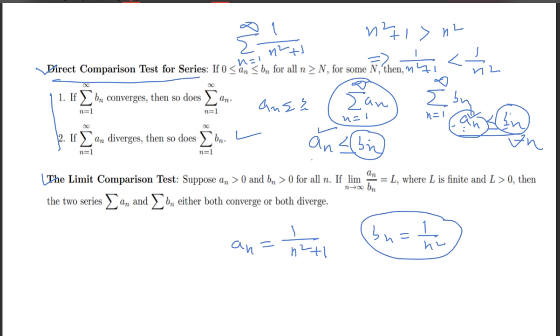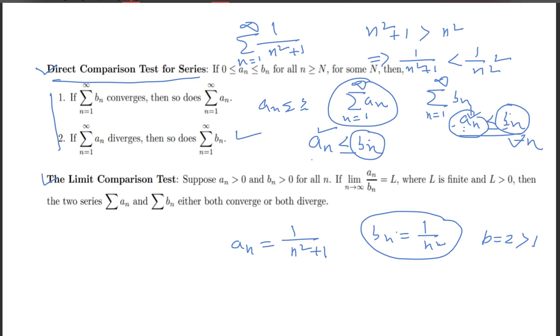What is that? P series, and the p value is 2 here. This is a P series and the P value is 2, which is greater than 1. So you know that bn is convergent. So if bn is convergent, then the smaller one is convergent.